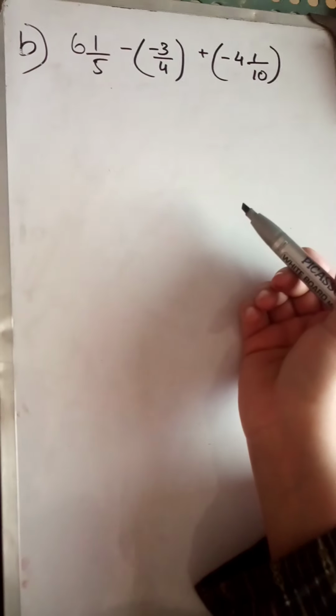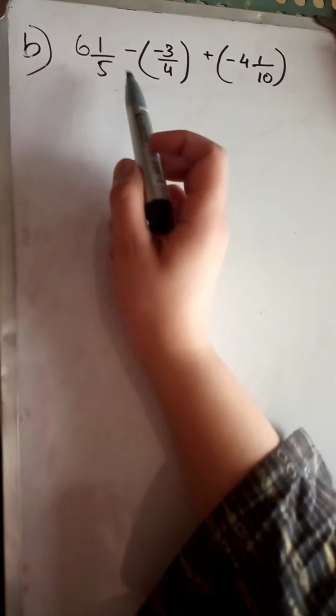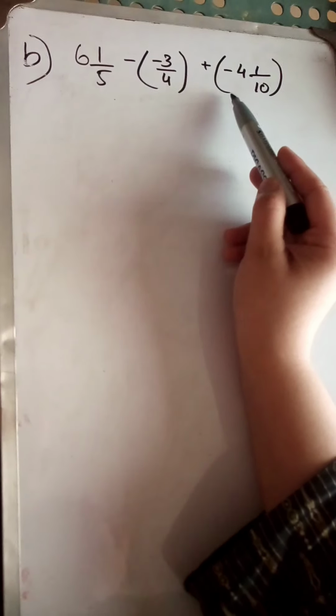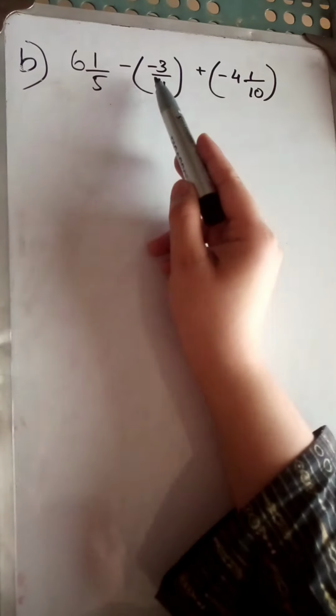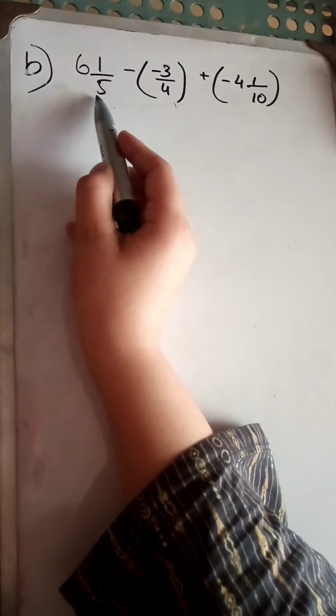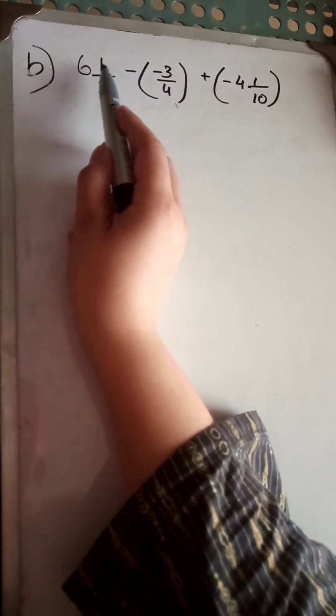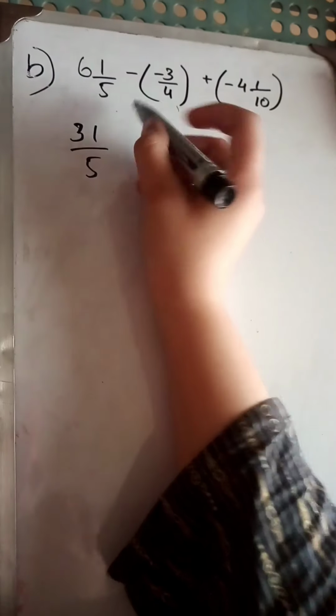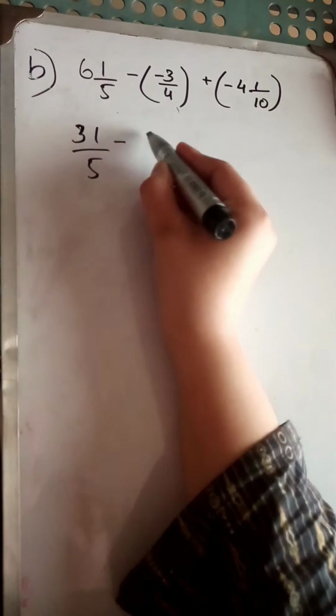Now students, part B of question 10. Now you can see that we have mixed fractions, this and also this mixed fraction. Now it is your own choice, whether you want to solve the bracket first, or you can also solve the mixed forms. I solve the mixed forms first. 5 6s are 30 plus 1, 31, so 31 by 5. Then minus 3 by 4 plus minus 10 4s are 40 plus 1, 41 by 10.